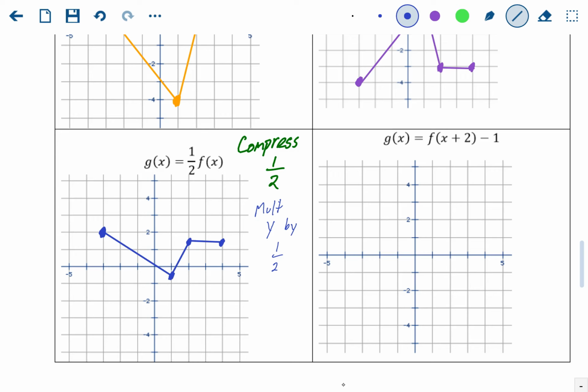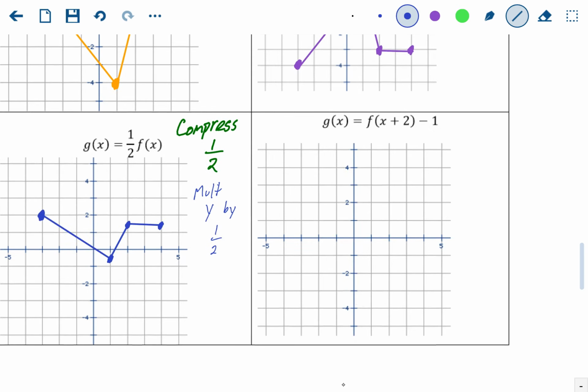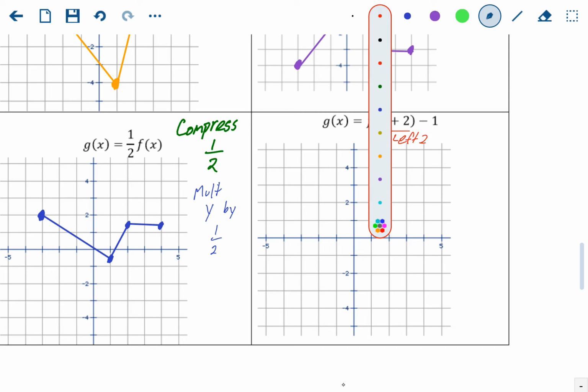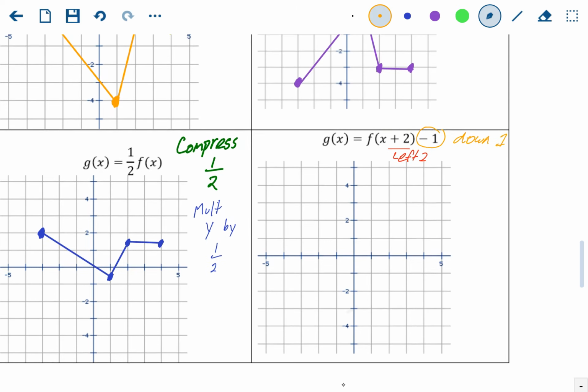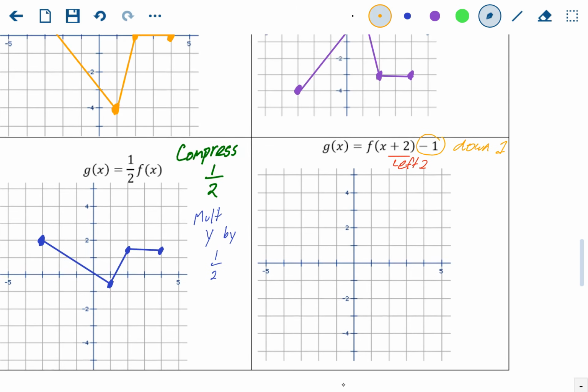All right, and the last one has 2 transformations. It has a horizontal transformation. This is our first one with the horizontal. The +2 moves us left 2. And then the -1 moves us down 1. So every x value, we're going to take 2 away. And every y value, we're going to take 1 away. Because left 2 is going to take away, even though it says plus.